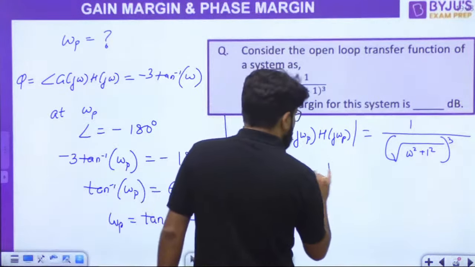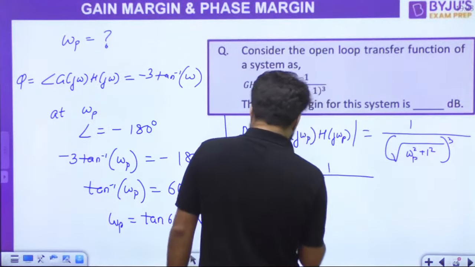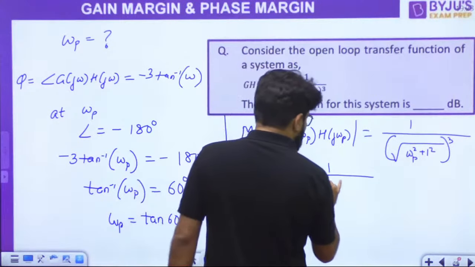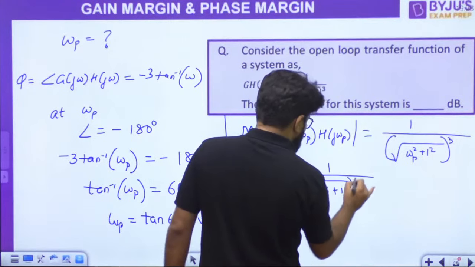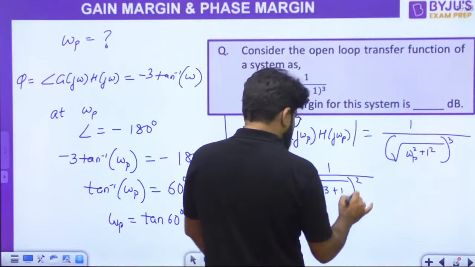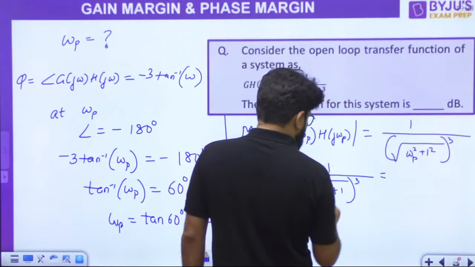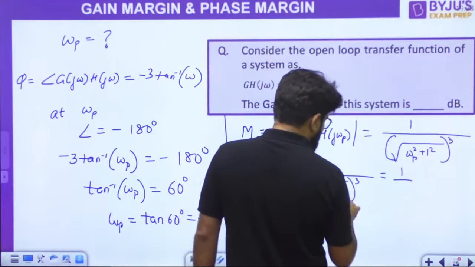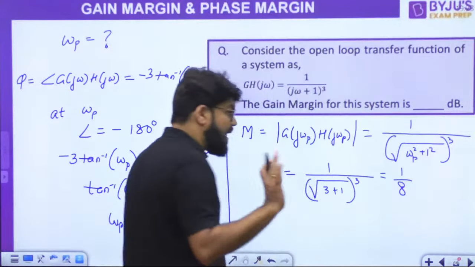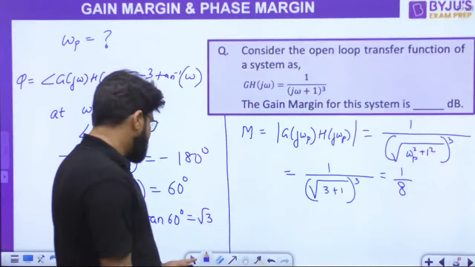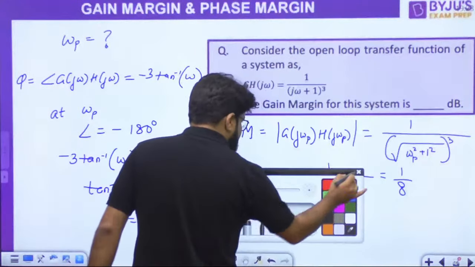So put down the value of omega p, which is root 3, so omega p square is 3. So under root, oh sorry, this is cube. Under root of 4 is 2, and 1 upon 2 cube is 8. So 1 upon 8 is the magnitude. So what is the gain margin? It is asked in decibels. So what is the gain margin?